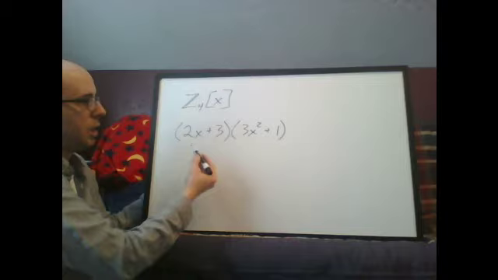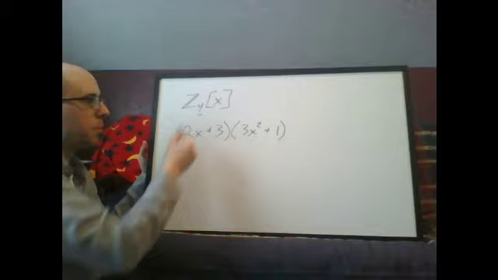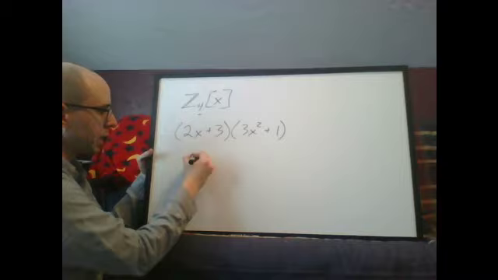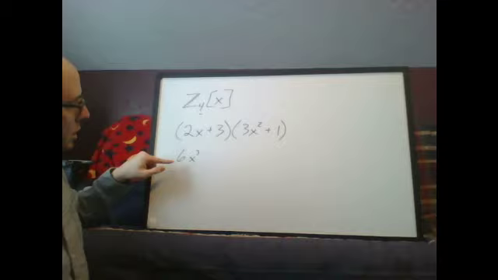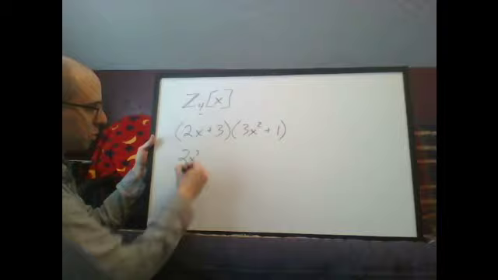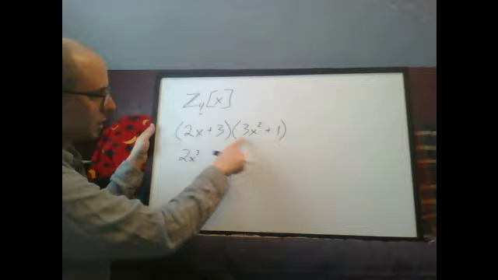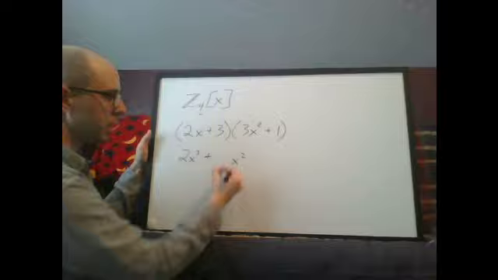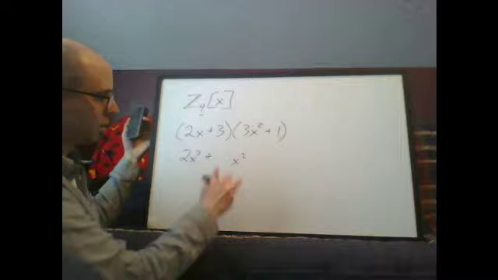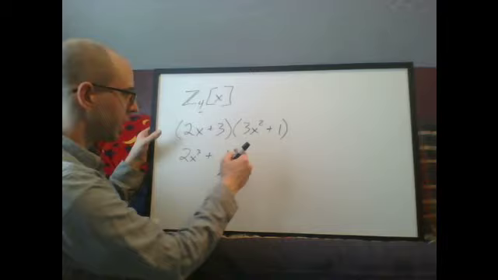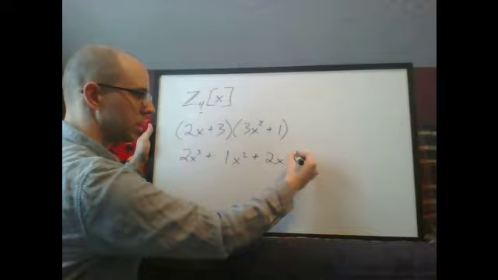It's basically the FOIL method, but when we multiply the coefficients, we have to remember we're operating mod 4. So we do x times 3x squared, we'll get x cubed, and initially we'd put a 3 there. Actually, 2x times 3x squared gives x cubed with a 6 initially. 2 times 3 is 6, but mod 4, 6 is the same thing as 2. So it reduces to 2x cubed. And then let's do insides first. 3 times 3, x squared. So we get 9x squared, but mod 4, 9 is the same as 1. You don't have to write the 1, but I will. And then we've got 2x times 1 would be 2x. And 3 times 1 is 3.